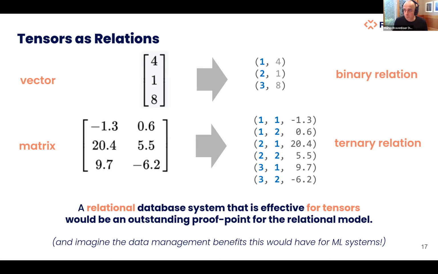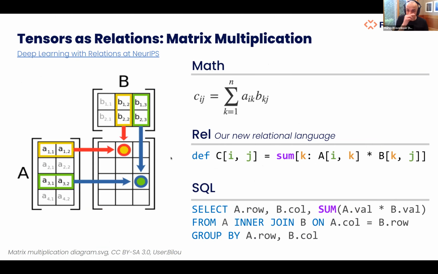Going to a slightly more complicated example, if we do matrix multiplication, then it's very easy to express as a relation. This is the math for it, and this is in REL, our language. I'm going to show more of that later. Basically, it's just a textual rendering of this mathematical formula. For the matrix multiplication of A and B, you just combine the indexes in the appropriate way, and that is the matrix multiplication. Here's the SQL variant.